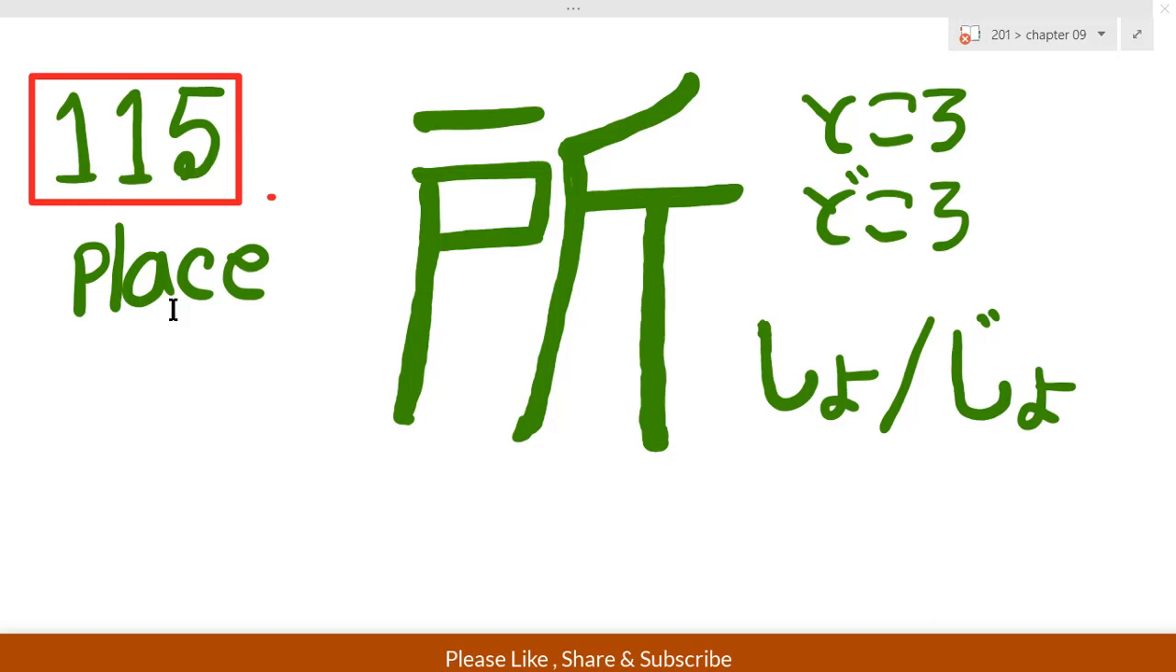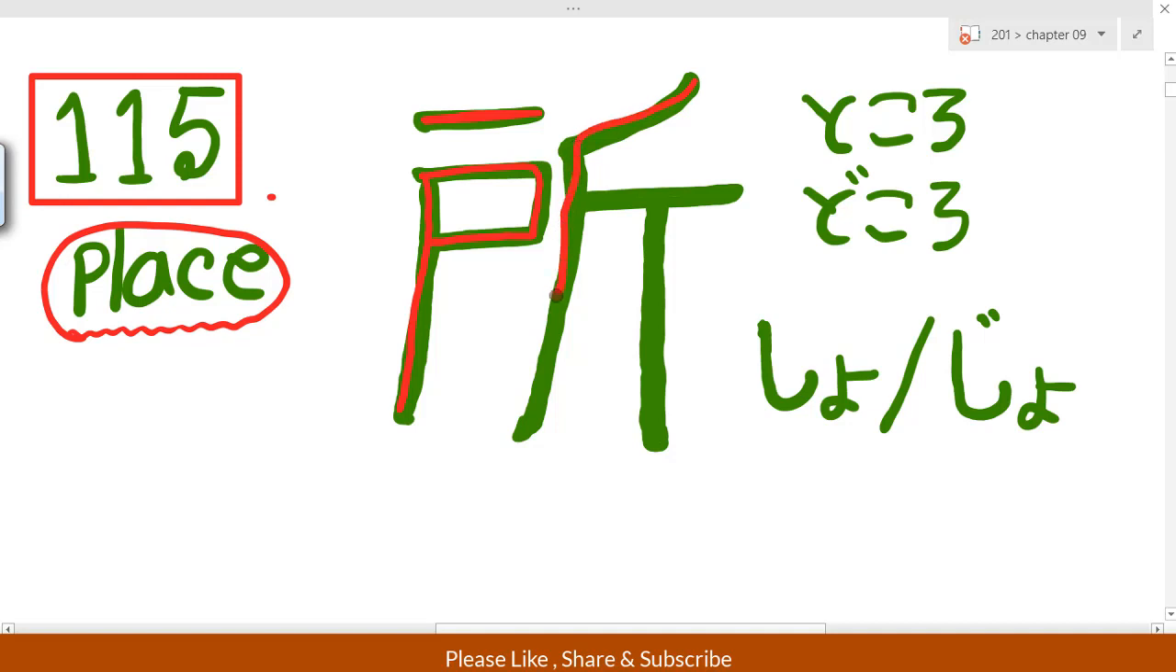115. So here, the kanji for "place" is number one. The strokes of this kanji: first, second, third, fourth, and fifth.